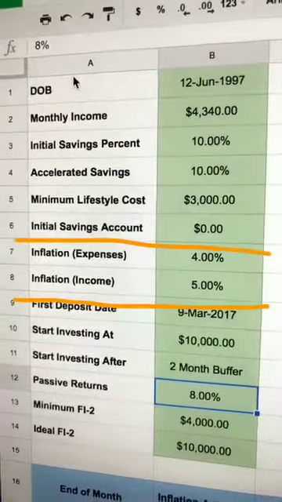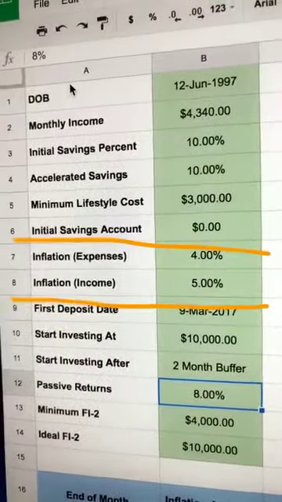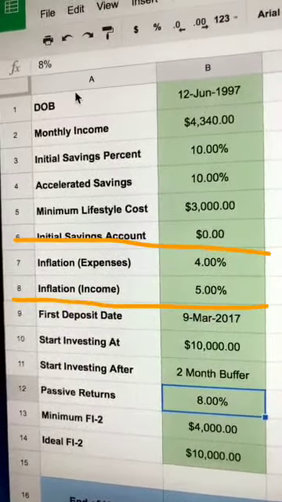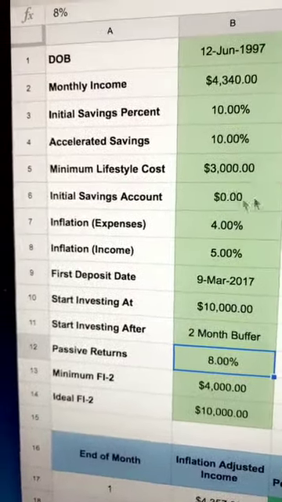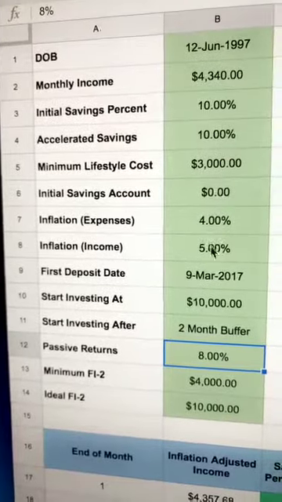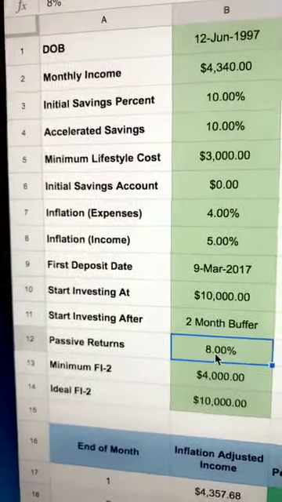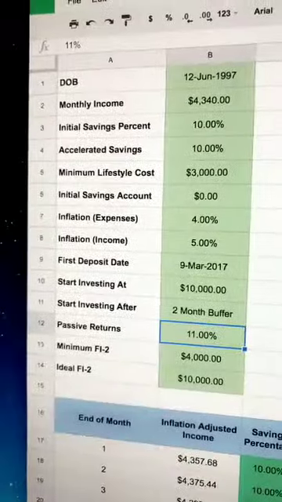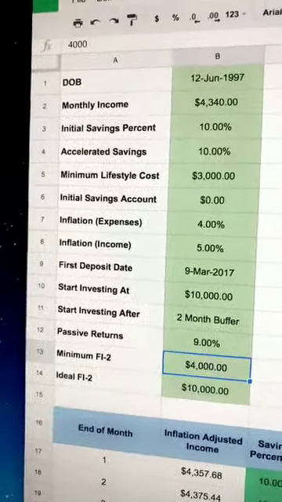Now, inflation I'm putting at 4%, but I'm also going to assume your income is going to go up as well, because incomes do. We make more now than we did in 1950, right? Then here, I'm going to assume you have no savings. You have $0 savings to your name. I'm going to say you're going to start investing when you hit 10,000 and your passive returns, 11. Actually, forget that. We'll make it 9. We'd be conservative. Better to be conservative and then get a surprise when you do it a little quicker.